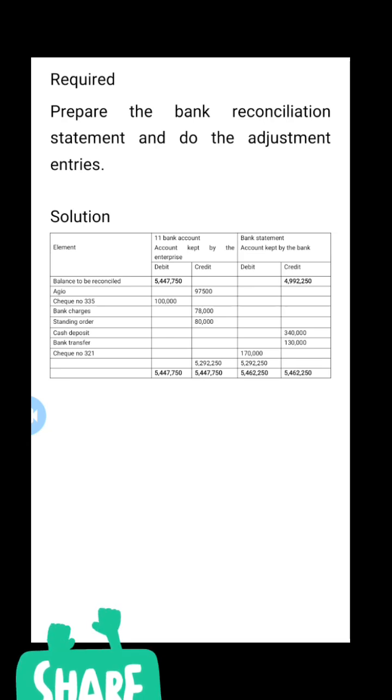Except for the discounting charges, which is the bank charges on the discounting bills that the bank account does not consider. So we just subtract the two accounts. We take the gross minus the net, which is going to give us 97,500, and we bring it on the credit side to reduce that 650,000. So if you look at it, you discover that we have equal balances of 5,292,250.